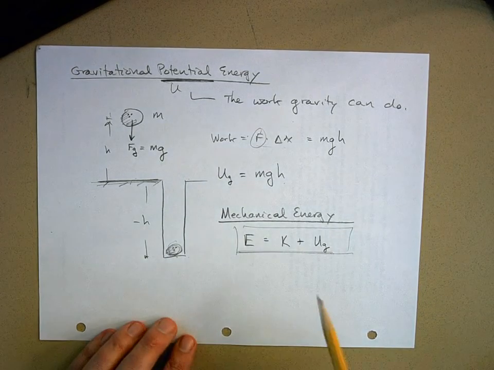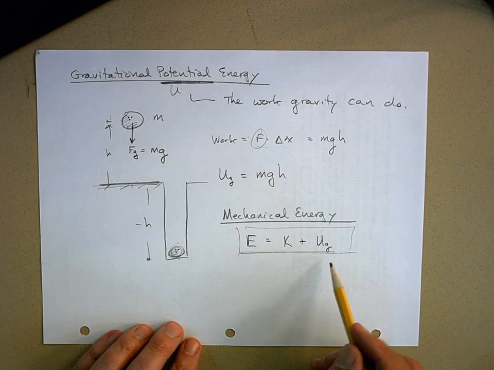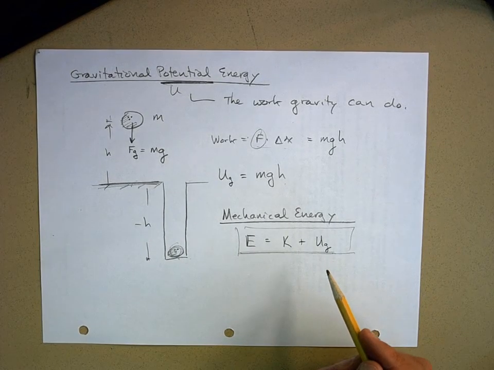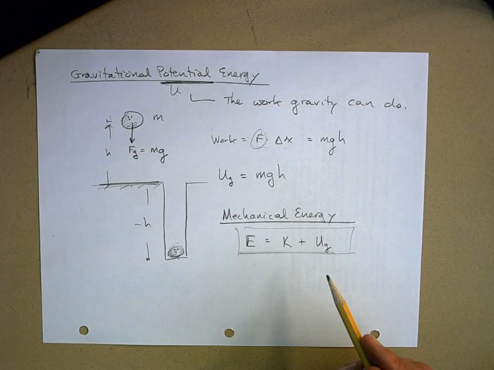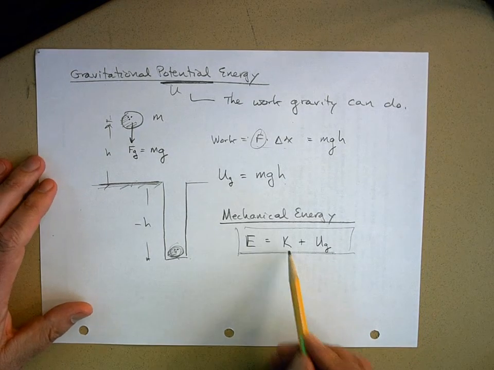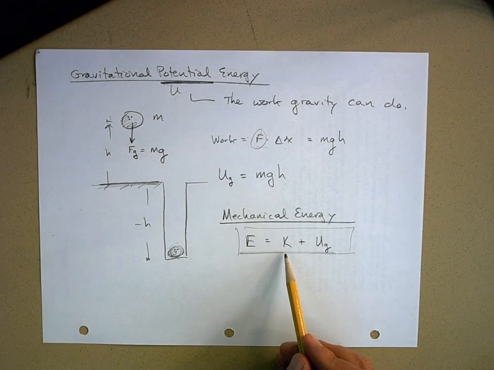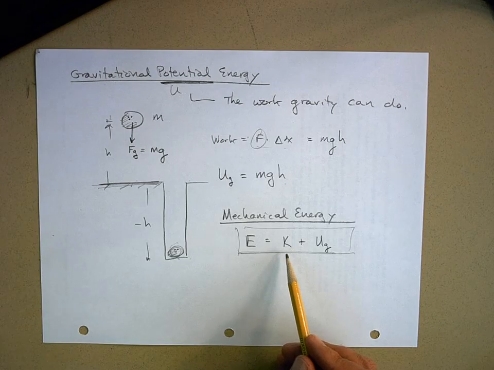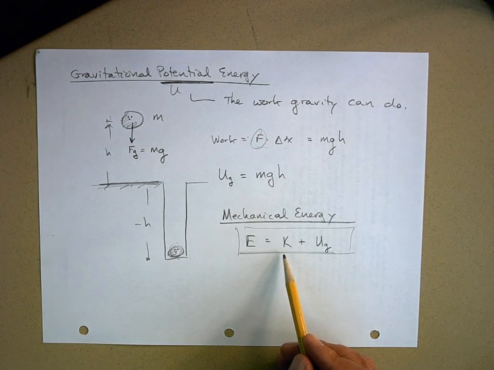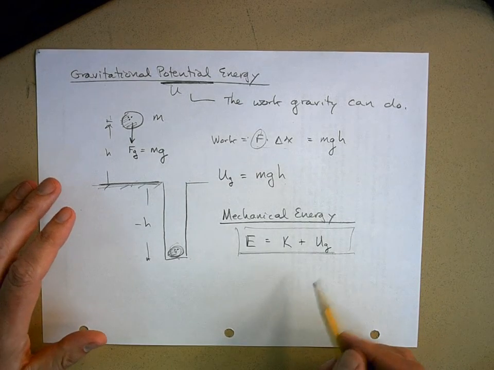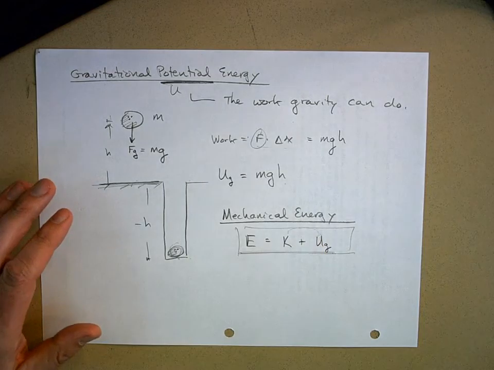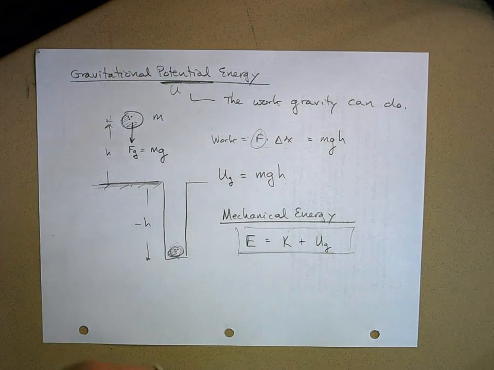Now, if the only force doing work is gravity, and gravity is the net force, then that net force will change the kinetic energy. But if it's got kinetic energy, and gravity's doing negative work, it's just going to turn that into potential energy.